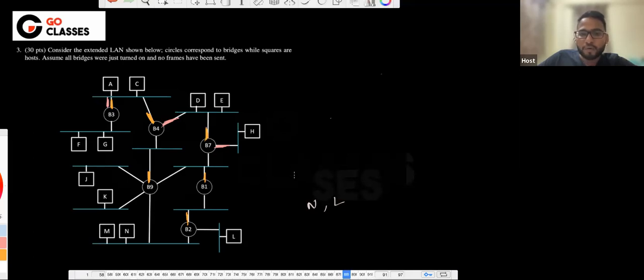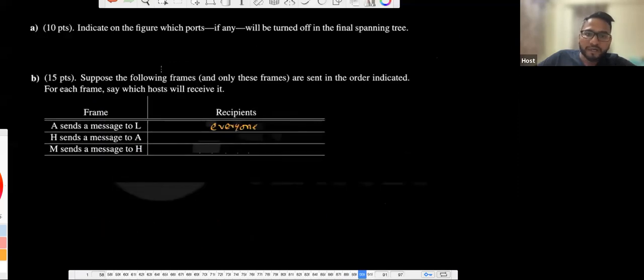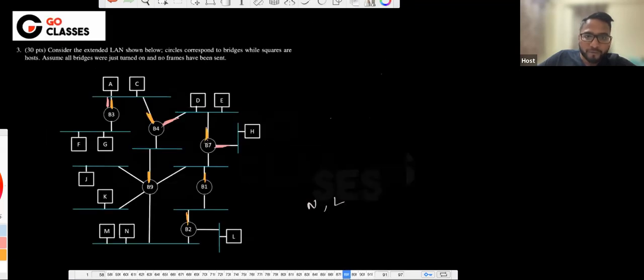I think we need to do a spanning tree algorithm first. Then only we should be able to do this question. So let me just see the spanning tree answer that they have. B4 and B9 is a blocked port. Okay. So one of the ports of B4, I think maybe this port, and B9.